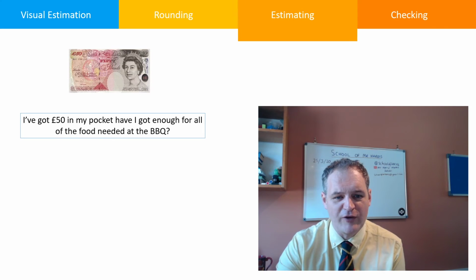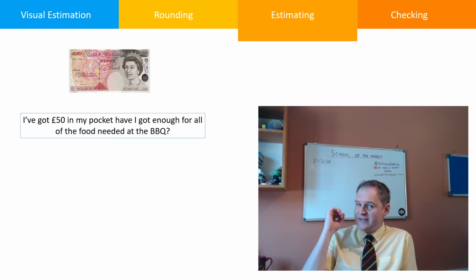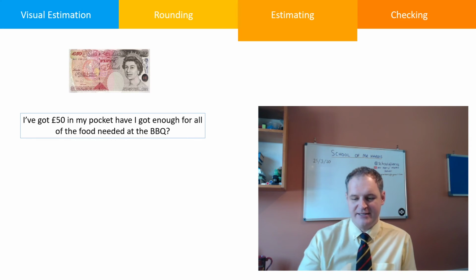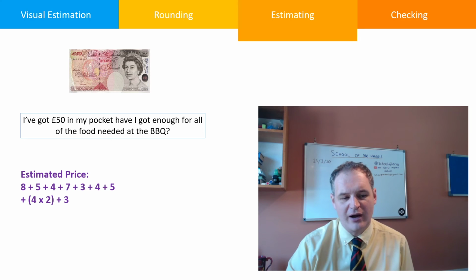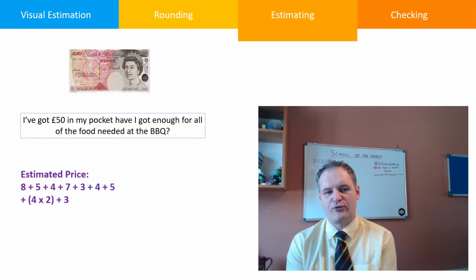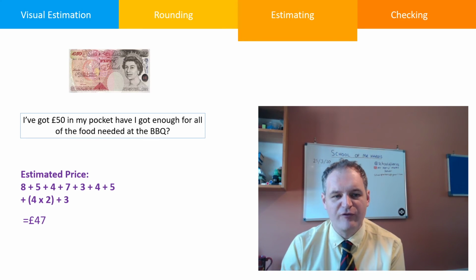So we've got £50. Have I got enough for all the barbecue? Feel free again, pause. Or we use estimating. Here's the estimated price, I think. We've rounded all those numbers that I listed. You see the bracket is 4 times 2. That's because there were 2 packets of the £3.99. We add all of that together and we get £47.